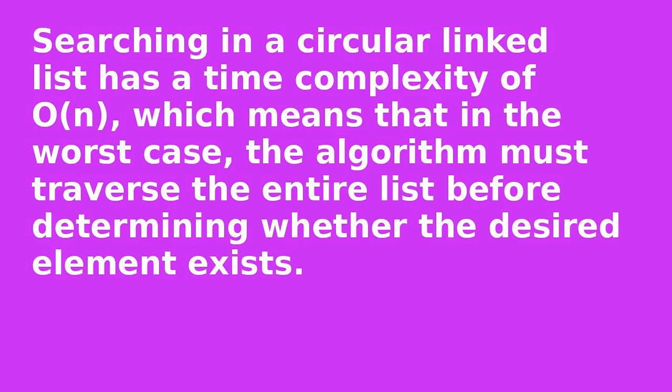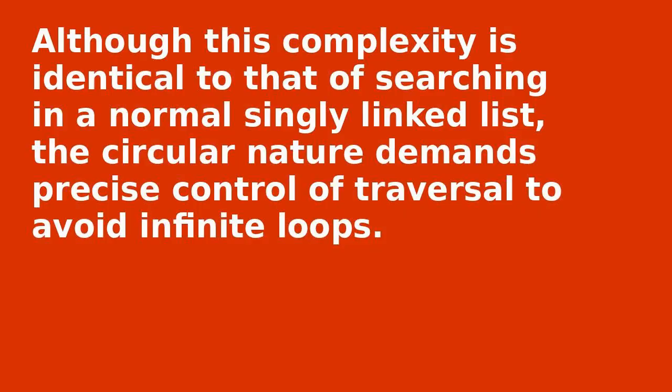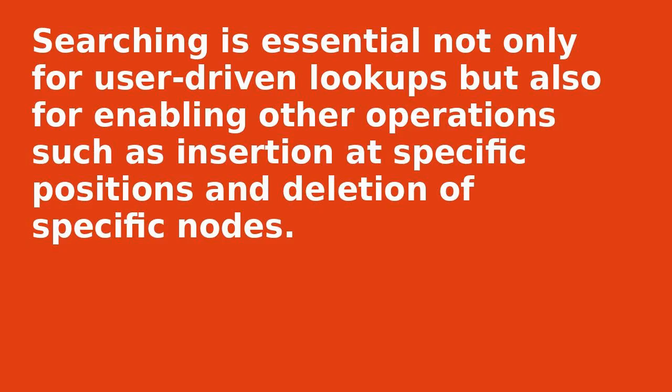Searching in a circular linked list has a time complexity of O(n), which means that in the worst case, the algorithm must traverse the entire list before determining whether the desired element exists. Although this complexity is identical to that of searching in a normal singly linked list, the circular nature demands precise control of traversal to avoid infinite loops. Searching is essential not only for user-driven lookups but also for enabling other operations such as insertion at specific positions and deletion of specific nodes.